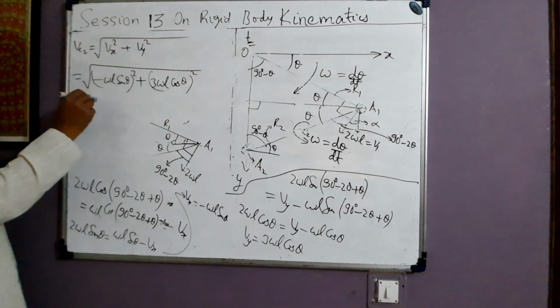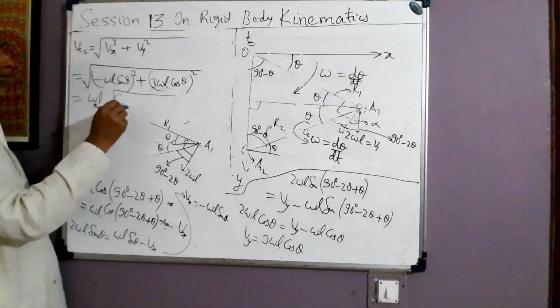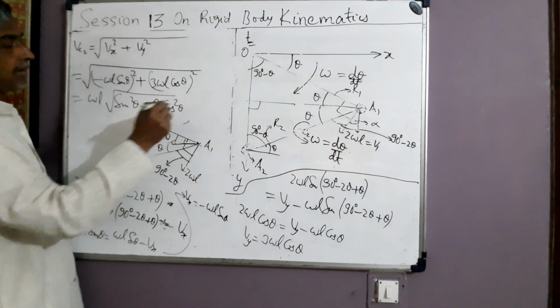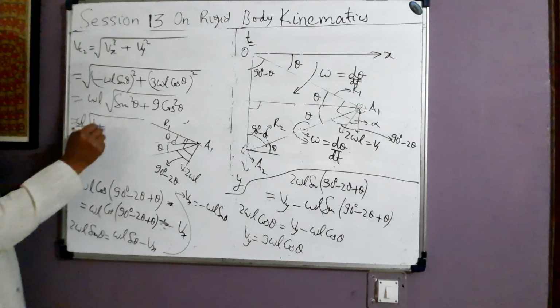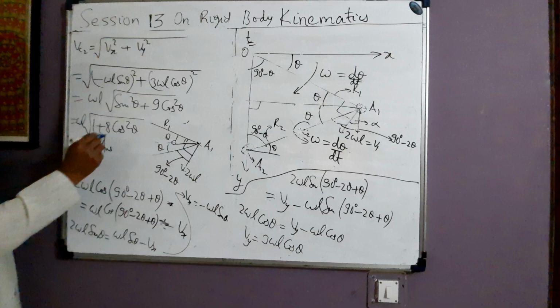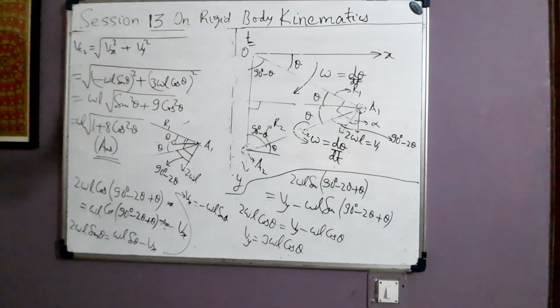Now we take omega L common. Minus goes away, minus into minus becomes plus. Sin square theta plus 9 cos square theta. So simplifying, this becomes how much? Omega L root of 1 plus 8 cos square theta. This is the answer to part B of the question. Alright. Part B method, okay, fine.